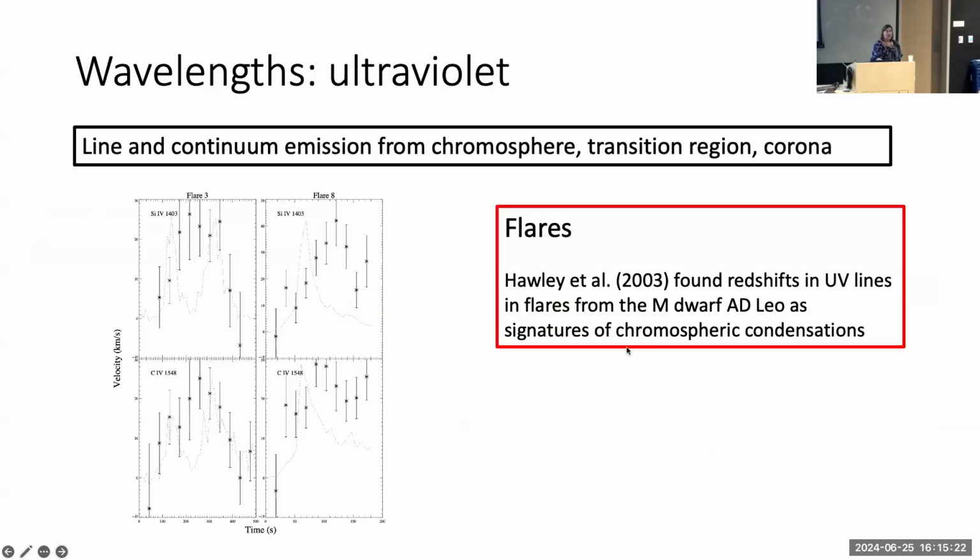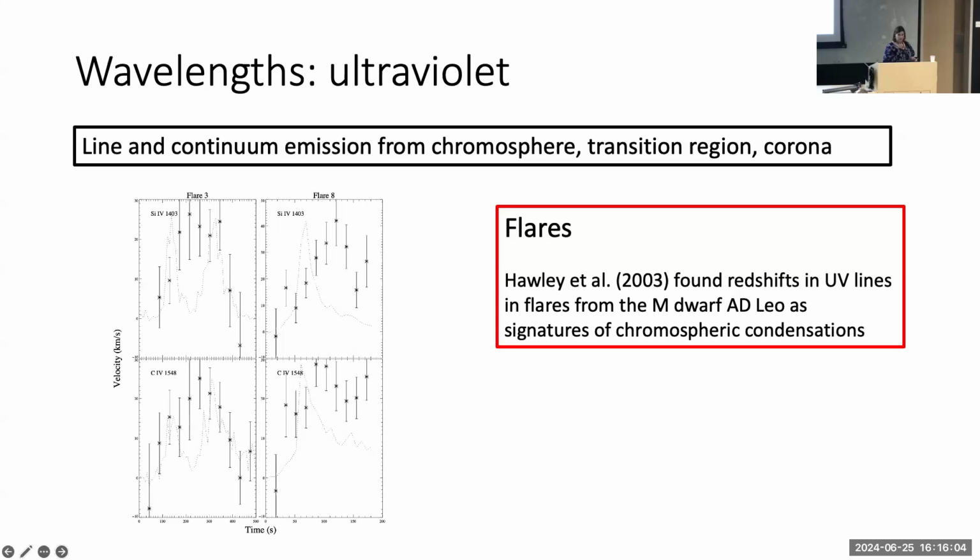Okay. Let's move to the ultraviolet. Here we're moving a little further up in the atmosphere. Again, line and continuum emission from the chromosphere, but now we're moving up into the transition region, even into the corona. There's a couple of coronal forbidden lines that show up in the UV. So this is a classic paper from Suzanne Hawley showing observations of flares on AD Leo. These are redshifts in UV lines, seen as signatures of chromospheric condensations as the material is going back down into the lower atmosphere.